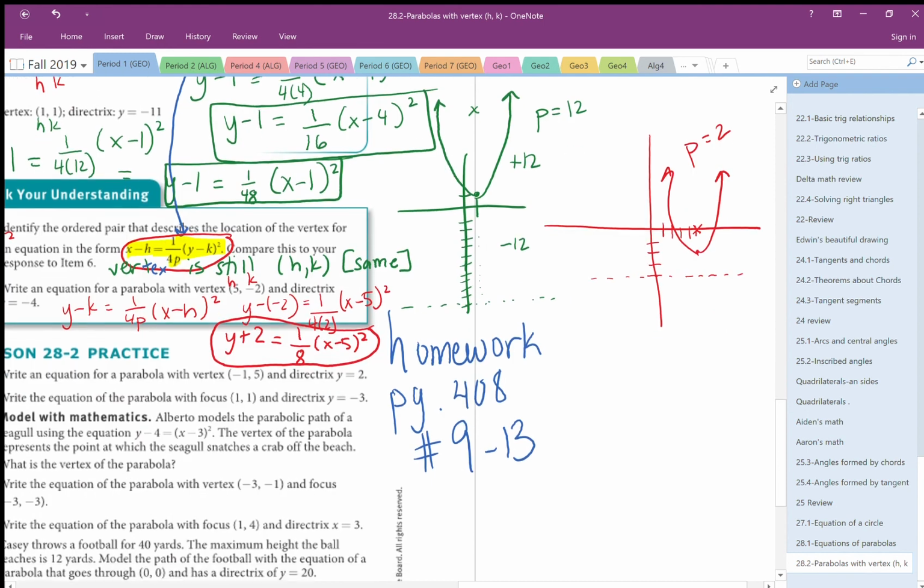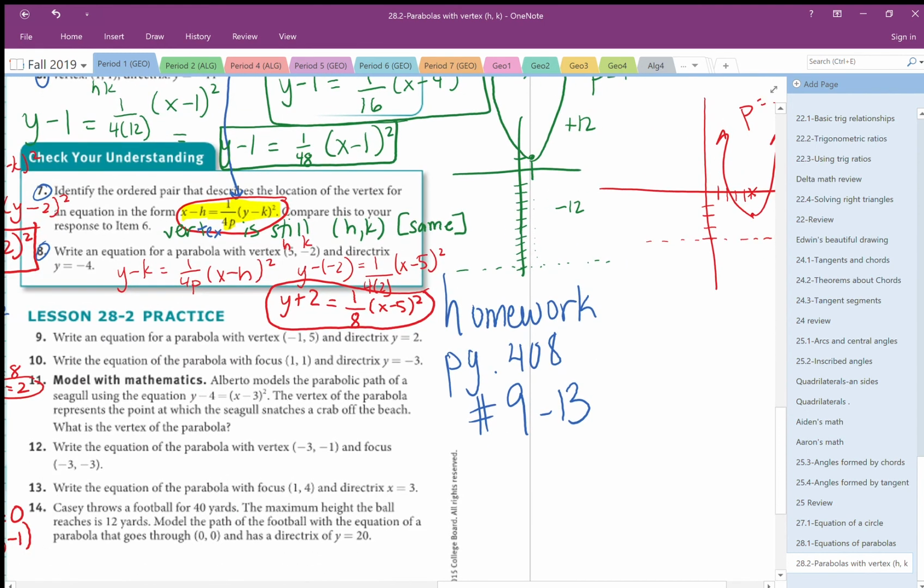Here, class, is your homework. Page 408, which is this very page that we're on, numbers 9 through 13. So this entire thing except for don't do number 14, okay? Email me with any questions you have, and don't forget your test will be on Monday. Have a great day.